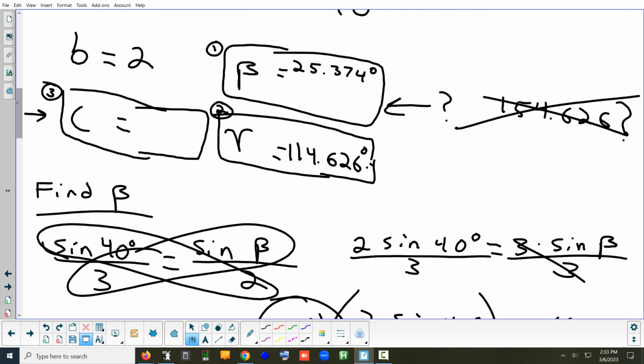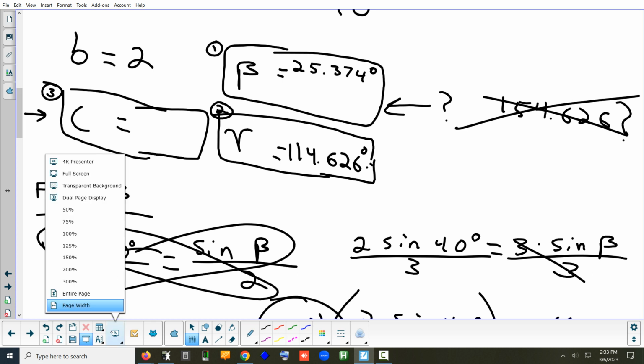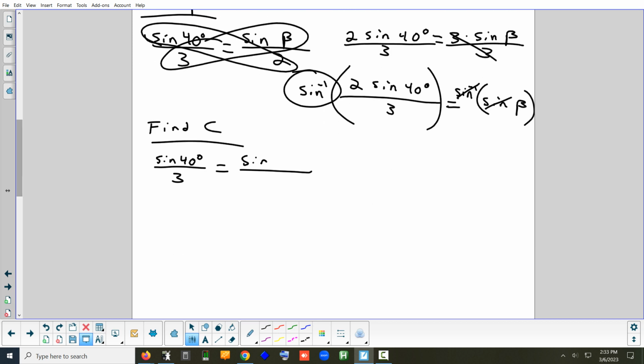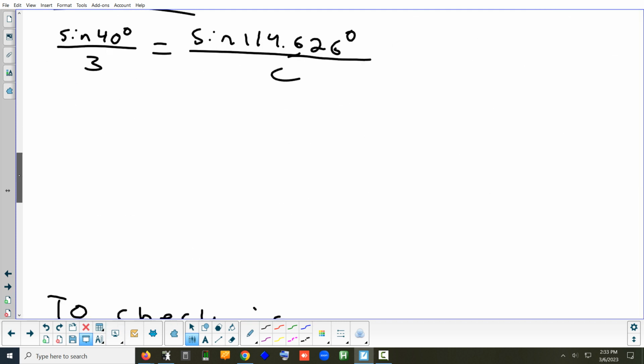Now, you don't really have any choice. You have to use gamma to find C. There's no way around it. So what's going to go on the other side to find C? Sine of 114.626 over C. And this is why I'm having you round to 3 decimal places. If you round to 3, it shouldn't throw your answer off that much. If you round to 1, yes, it will. 3, you should be good.